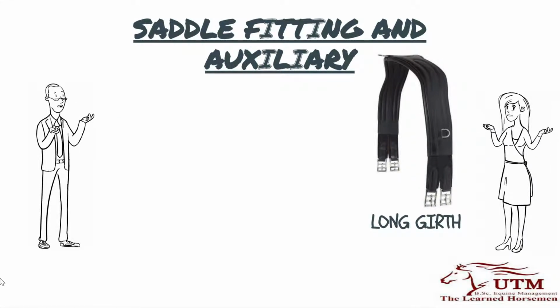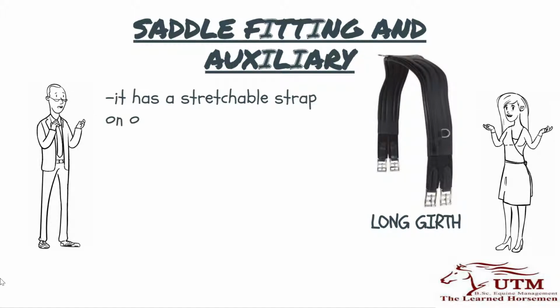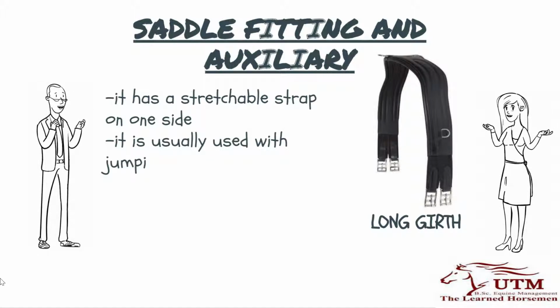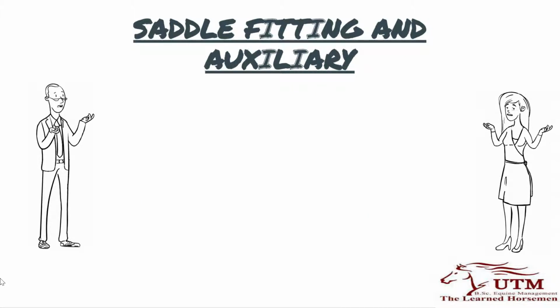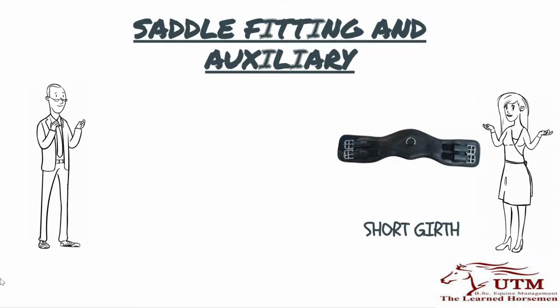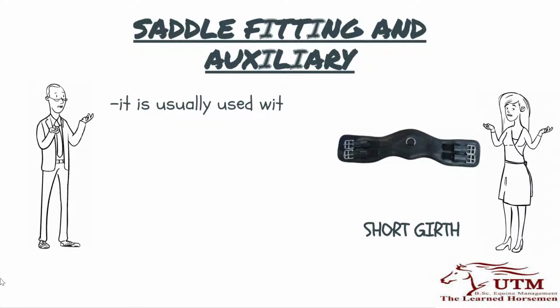Long girth. It has a stretchable strap on one side. It is usually used with jumping or general purpose saddle. Short girth. It is usually used with dressage saddle.